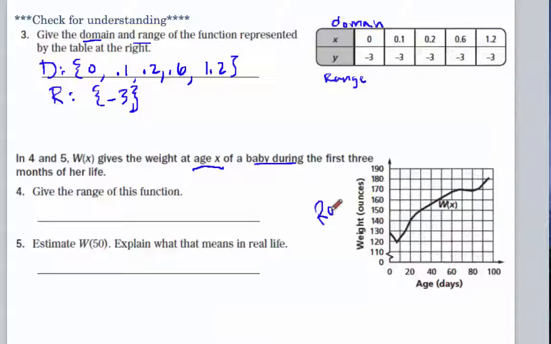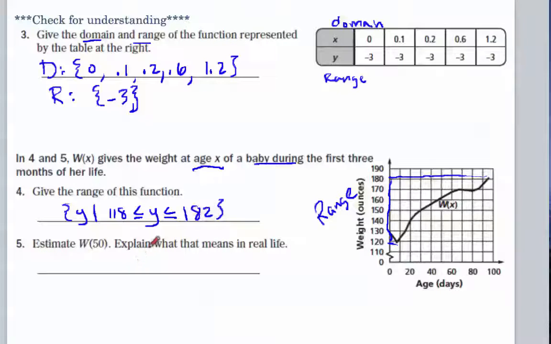Now remember, range is found along your y-axis, so let's cast a shadow along that y-axis. Looks like it's just over 180 all the way down to just below 120. So we'll use set builder notation, and we'll say our range is the set of y values such that y is greater than or equal to 118, but less than or equal to 182.